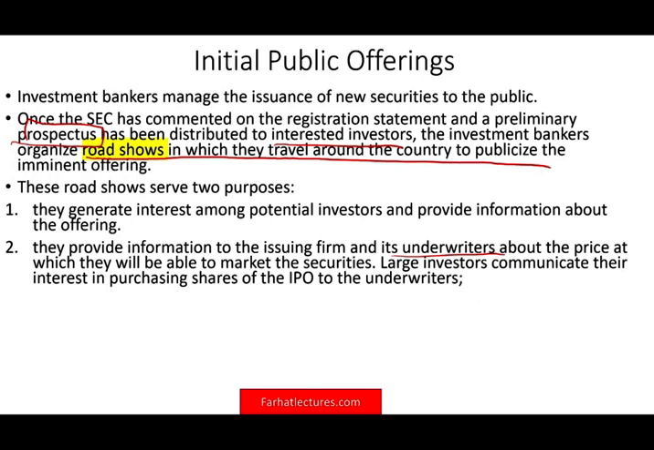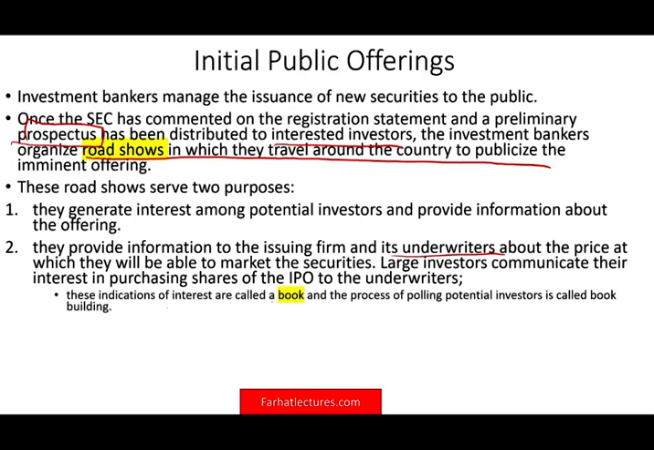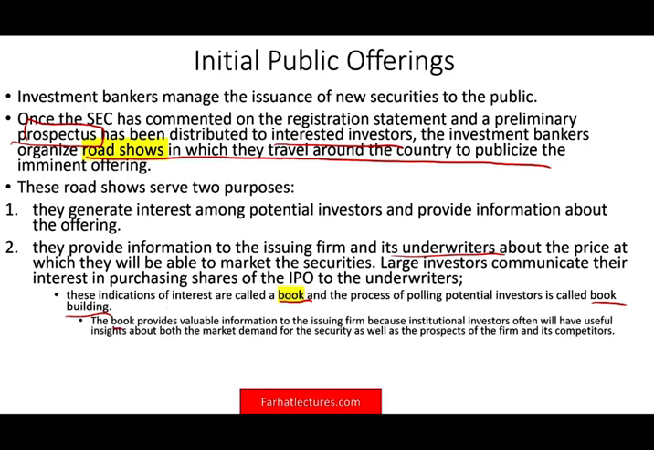Large investors communicate their interest in purchasing shares of the IPO. So investors will tell you, okay, I'll pay 30. Some will say 28, some 32. So you'll start to get an idea. These indications of interest are called the book, and the process of polling potential investors is called book building. This is where you're trying to see how much interest we can generate in selling those stocks. The book provides valuable information to the issuing firm because institutional investors often have useful insight about both the market demand for the security, as well as the prospects of the firm and its competitors.